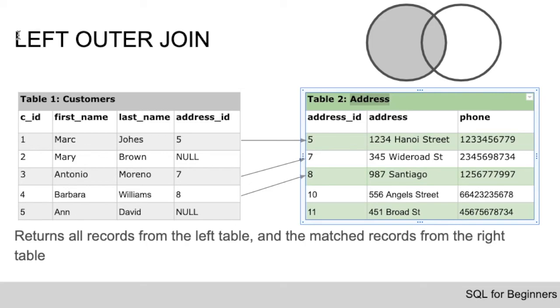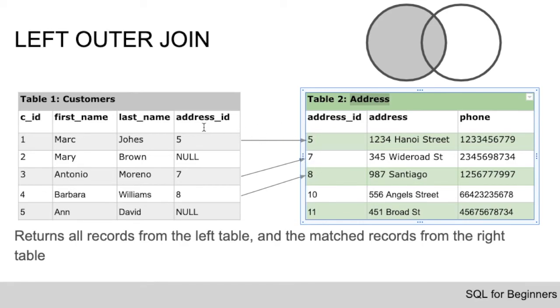In this video, I'm going to explain the difference between left outer join and right outer join. We will start from the left outer join. Probably you know what an inner join is. In an inner join, we basically return the records that are matching in both tables.